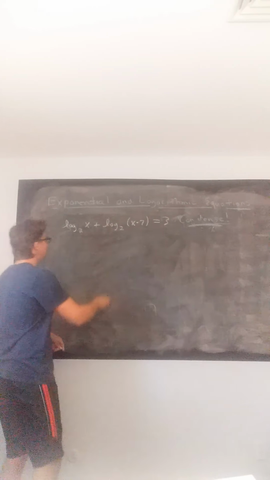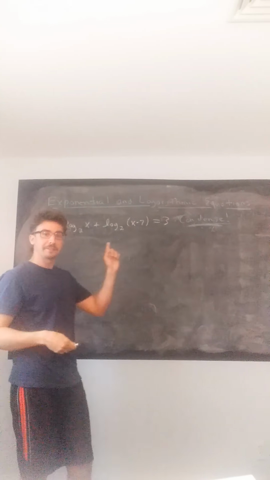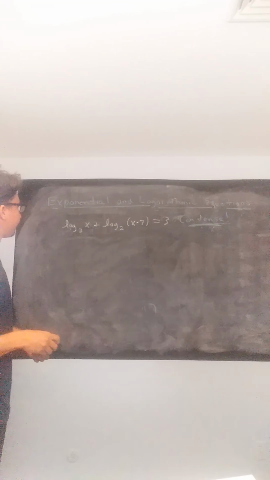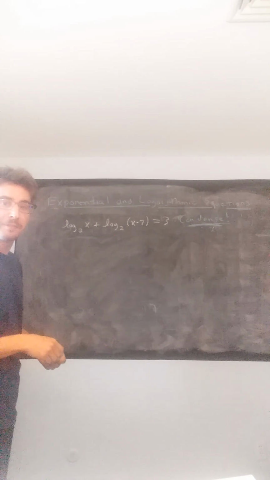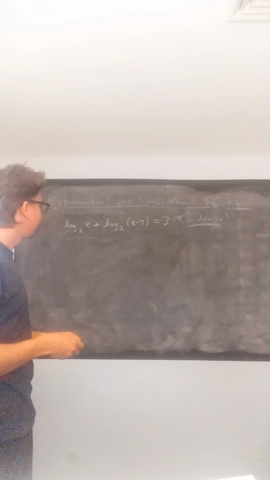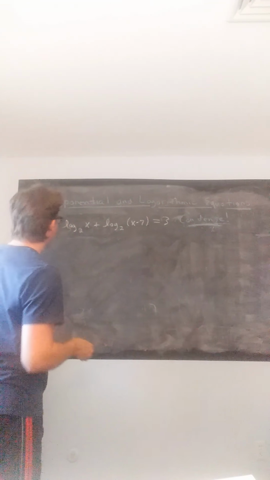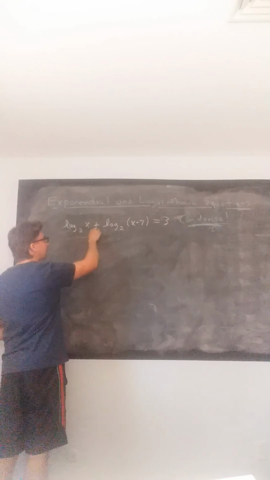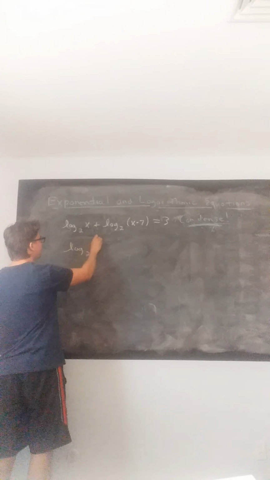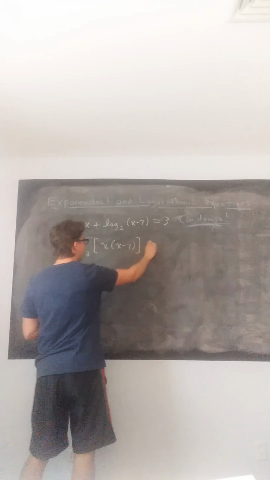So before I do this, does anybody know how you condense such a thing, log base 2 of x plus log base 2 of x minus 7? You should know how to do it. Yes, no, maybe, who knows? Well, remember that addition means multiplication for logs. So what we have here is log base 2 of x times x minus 7. So that's how you condense the left-hand side.